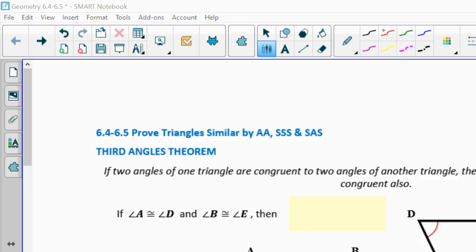Okay? So we have this picture, triangle ABC and triangle DEF. If angle A is congruent to angle D and angle B is congruent to angle E, then angle C is congruent to angle F. Which makes sense, right?